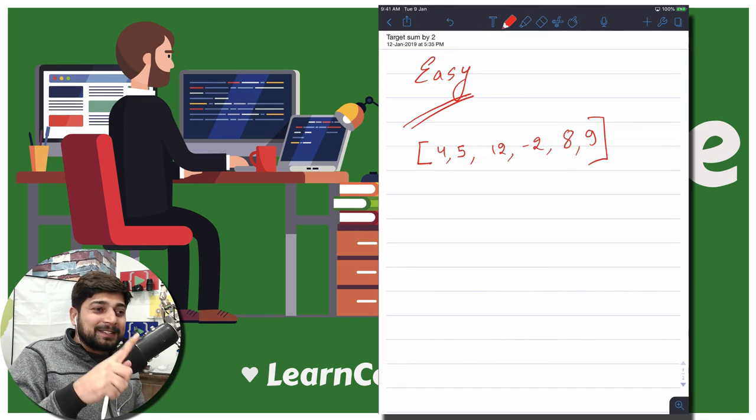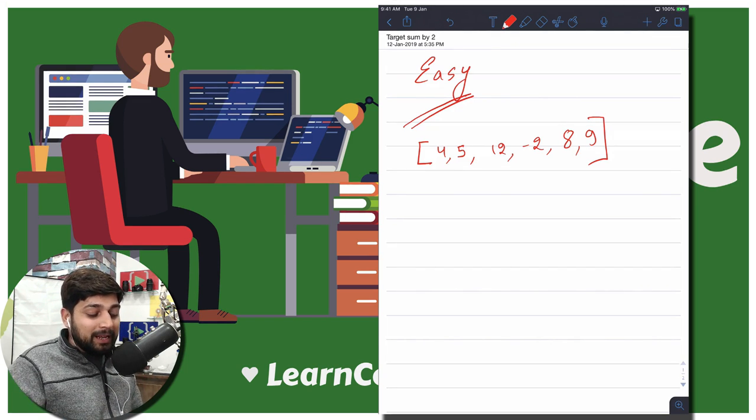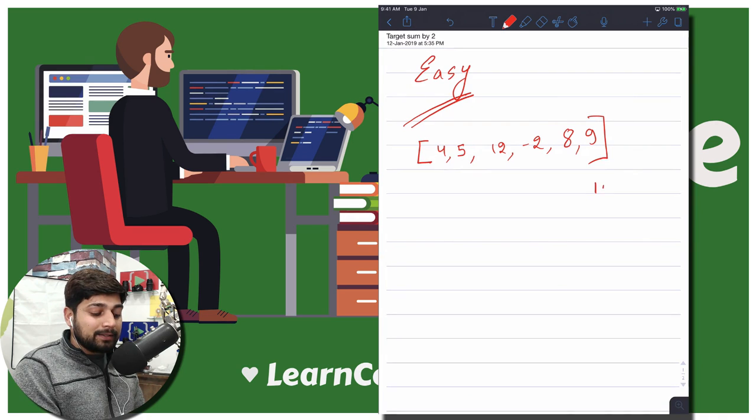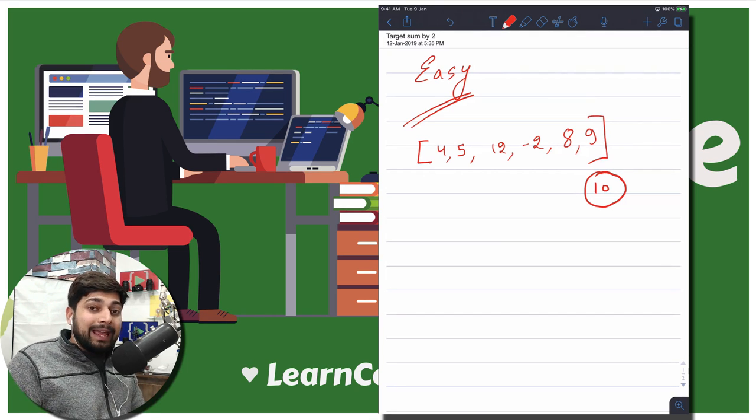So if somebody says there is an array of numbers for age or maybe for exam marks, there can be a ton of situations there. So ultimately, we have got this array here: 4, 5, 12, minus 2, 8, and 9. So this is the array. Now again, after this array, a number is given to you. Let's just say the number is 10. Now this number is going to be important. So what you are usually asked is to traverse this array and figure out if you can find any two numbers whose sum is equal to this target 10.